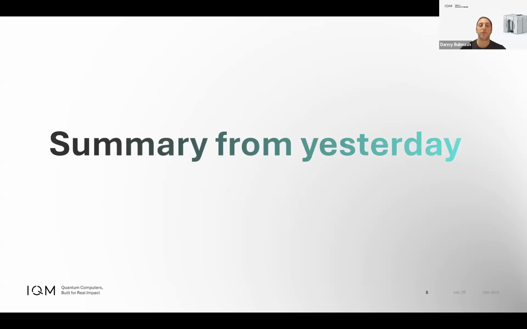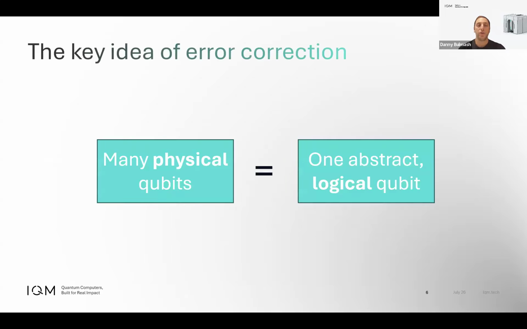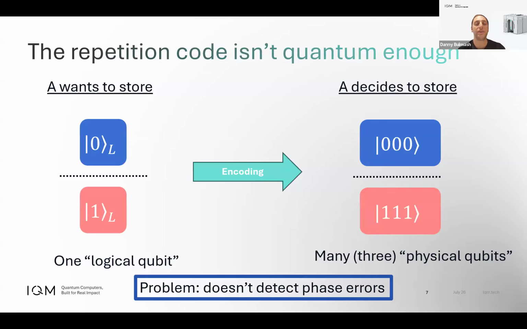All right, so a summary from yesterday. The key idea of error correction was that we can take many physical qubits and clump them together into one abstract logical qubit, where the idea is that we choose specific states of the many physical qubits to represent a 0 for the logical qubit and a 1 for the logical qubit. And we saw this in the simplest form in the repetition code.